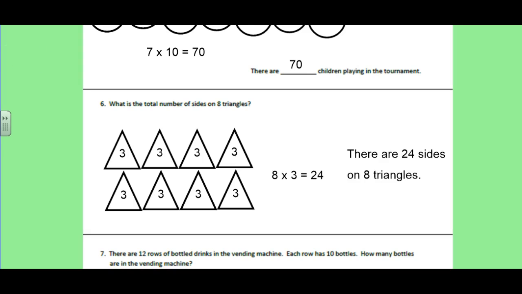Okay, so you have 8 triangles drawn. You put 3 in each triangle, and if you were to count all of those 3's together, you would have gotten that it was 24. If you didn't write your sentence, you can go ahead and do that now. If it was asking the total number of sides on 8 triangles, so we're just putting there are 24 sides on 8 triangles.